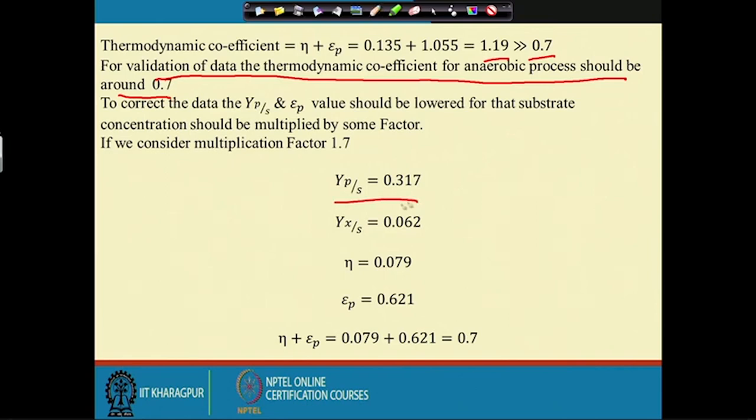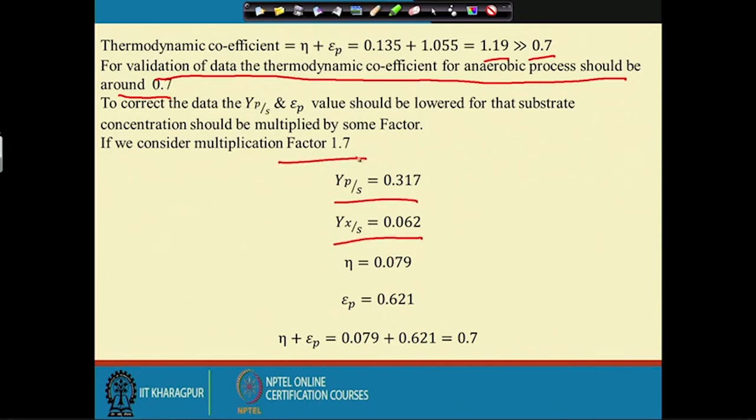Now usually cell mass concentration is estimated with the help of gravimetric analysis, and it does not have much mistake. The glucose estimation we do colorimetrically, and in the case of ethanol, we usually use a gas chromatograph, whose results are very reliable because it minutely estimates the ethanol concentration. So what we can expect is that the colorimetric analysis of the substrate might be wrong. So we multiplied the substrate concentration by some factor and tried to find out the respective values of YP by S and YX by S.